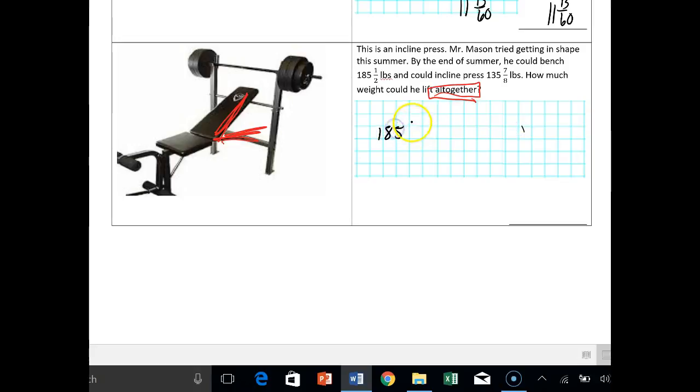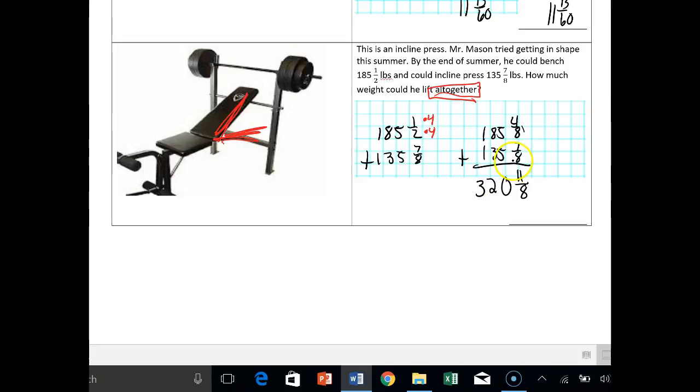So 185 and 1/2 plus 135 and 7/8, right? So put your finger on the 2, put your finger on the 8, go across to their least common multiple, 8. Multiply that by 4. So then we do 185 and 4/8 plus 135 and 7/8. When we add this up, 4 plus 7 is 11 over 8. And then here we have 10, carry the 1, that's 12, carry the 1, 320 and 11/8 pounds.